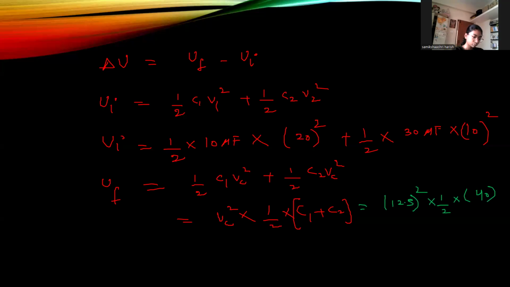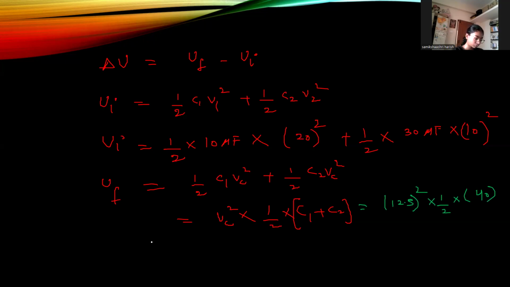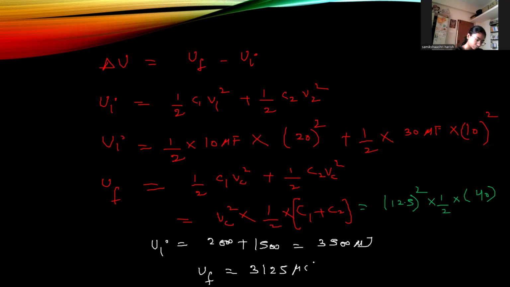So you will get what is the answer like? This comes out to be UI will be, if you solve, 2000 plus 1500. How much? Tell me. 3500 microjoule. Similarly, UF comes out to be 3125 microjoule. Clear?